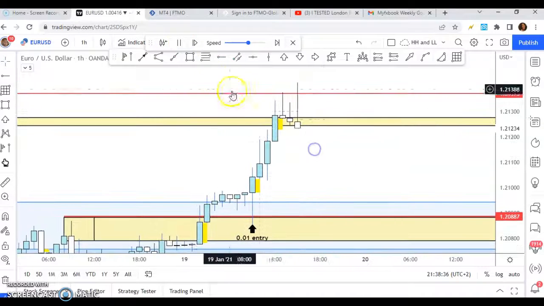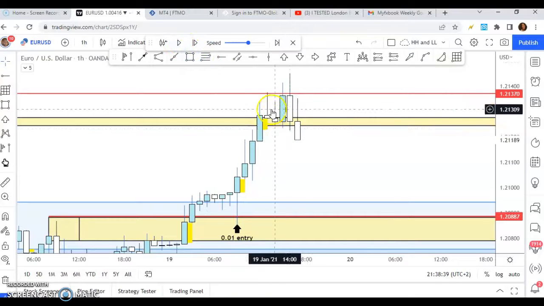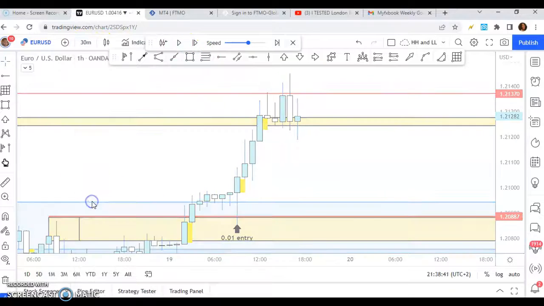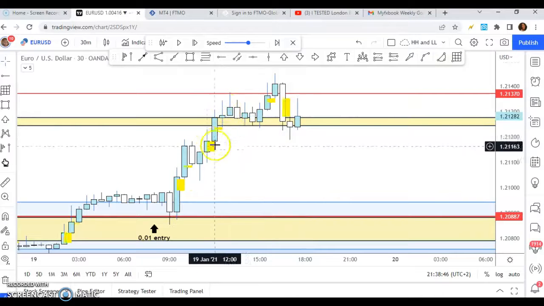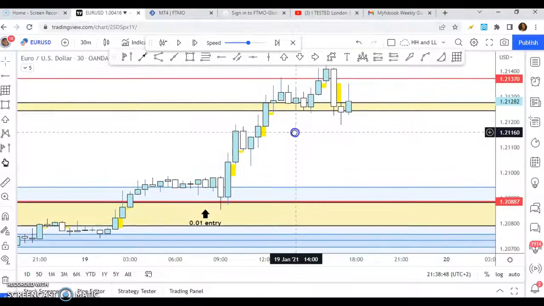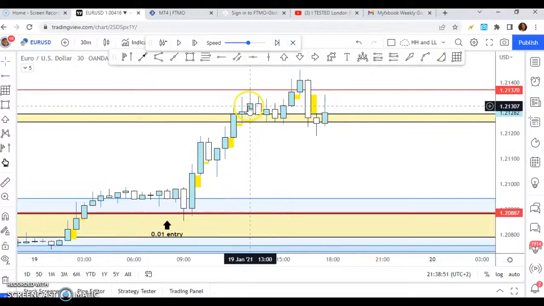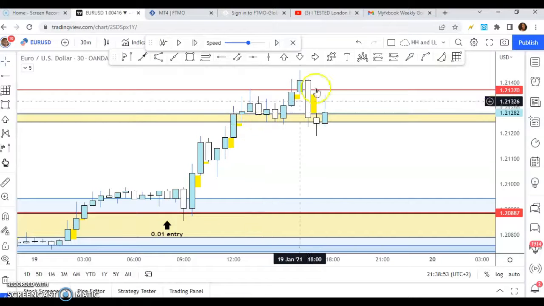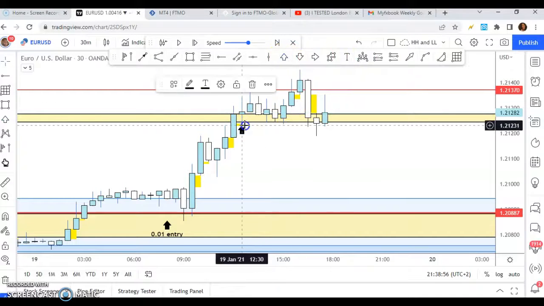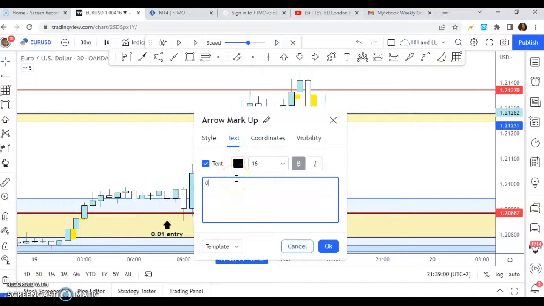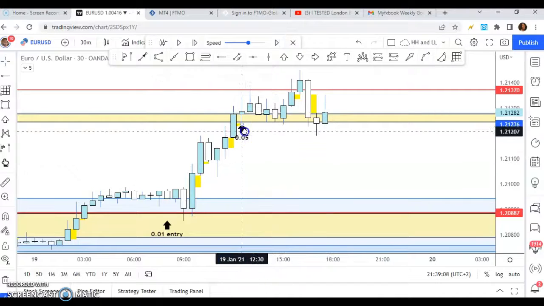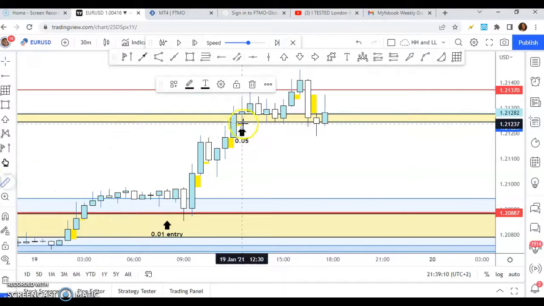And right here, as you can see, since I take my entries on the 30-minute, we do have another breaking structure, a rally of buyers as well, where I could take an opportunity to enter this trade on a 0.05 maybe. So let's go ahead and mark that up. We'll do 0.05, right?